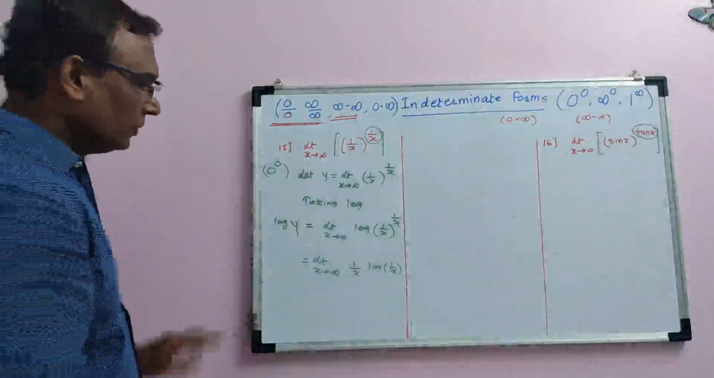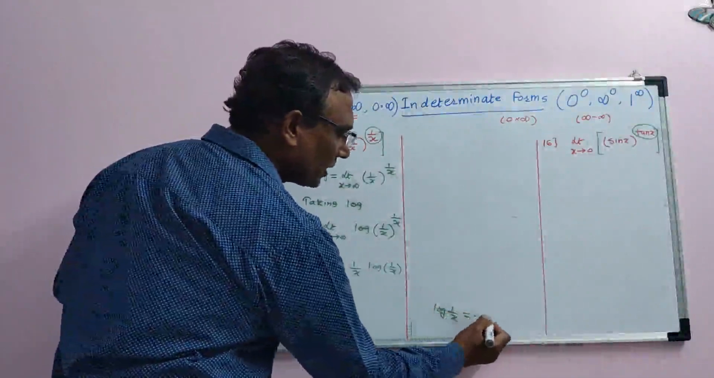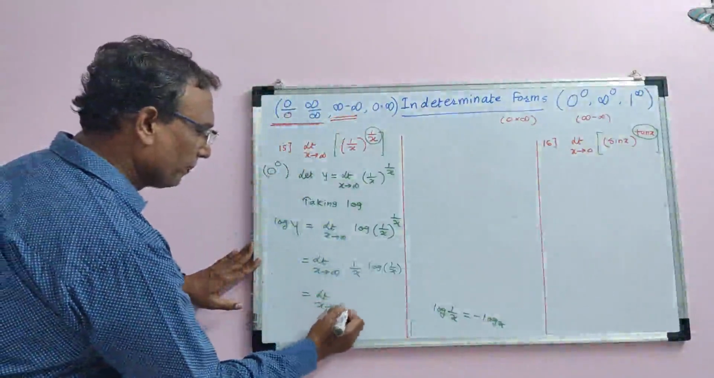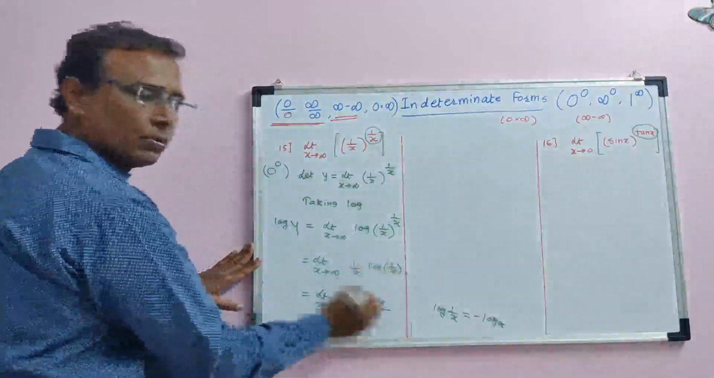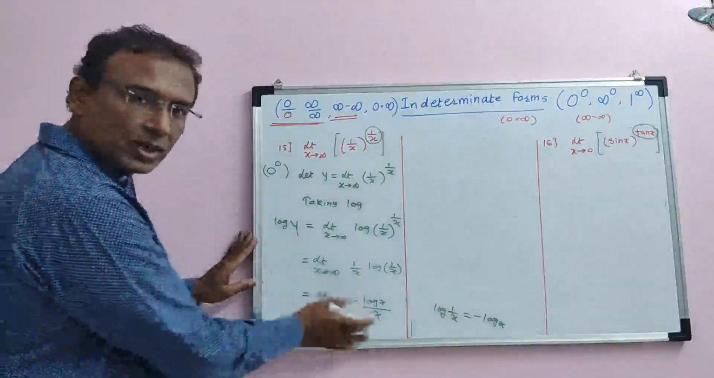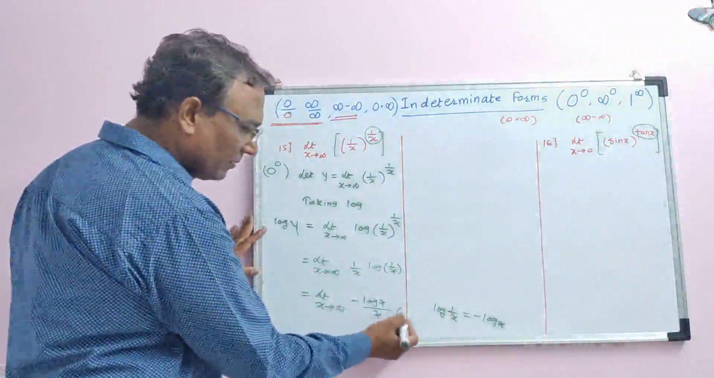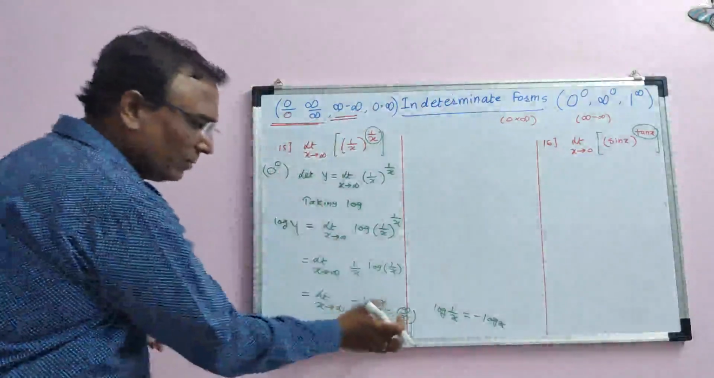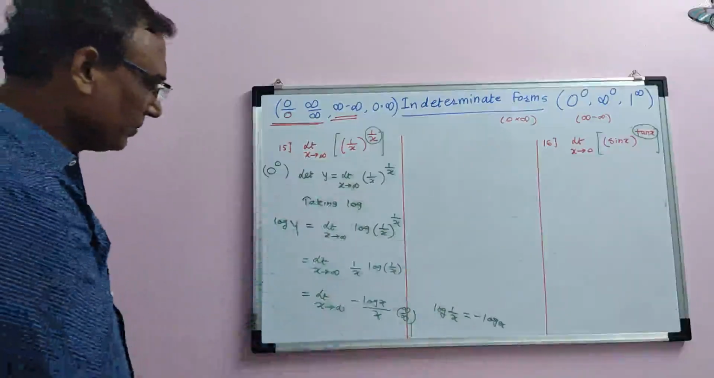Okay. Now, log of 1 by x is what? Minus log x. This I am writing here, limit x tends to infinity, minus of log x by x. This is log of x into minus 1. Now, we have converted this right hand side into infinity by infinity form. See, if you put x equal to infinity, log of infinity is what? We have converted this form into infinity by infinity form. We have to convert this form to either 0 by 0 or infinity by infinity.